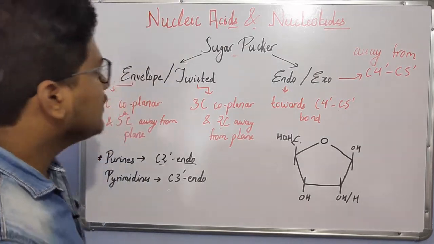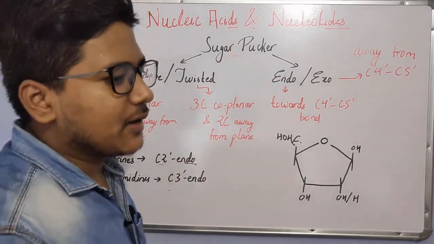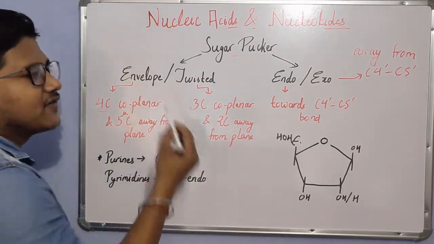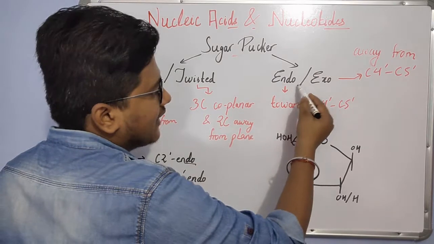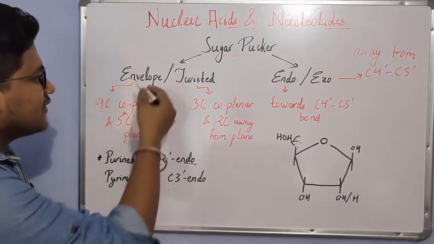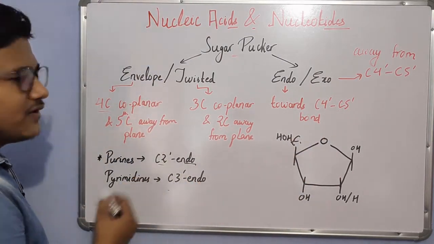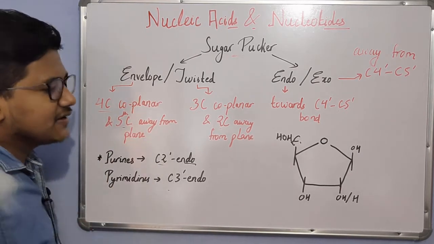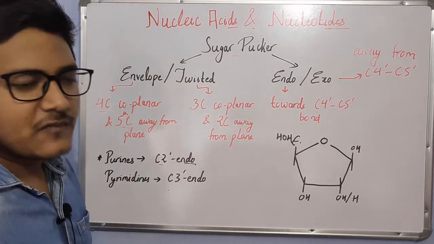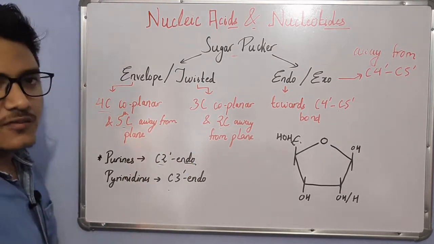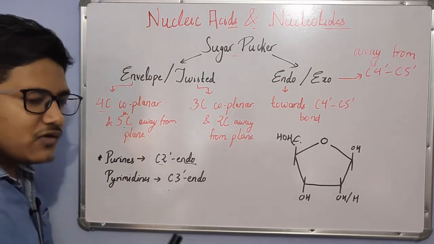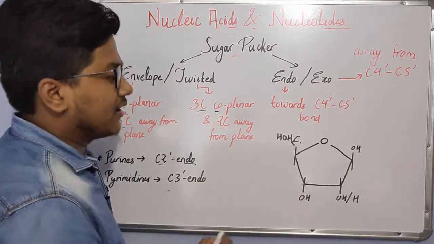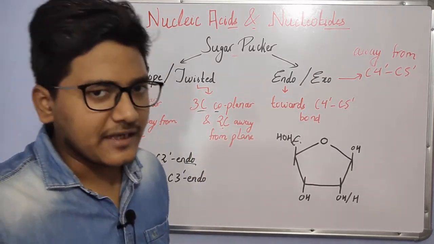Now, if we look into the ribose or deoxyribose, the puckering is basically classified into two different types. The first one is the envelope or twisted type, and the second one is the endo and exo type. In case of envelope puckering, we see that 4 carbon atoms are coplanar to each other, whereas the 5th carbon is away from the other 4. So if we look at the structure of the puckering, one of the carbon atoms will not be in the same plane, whereas in case of twisted, 3 carbons are coplanar, whereas 2 others are away from the plane.